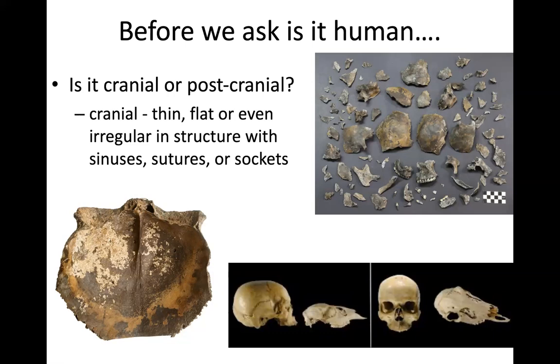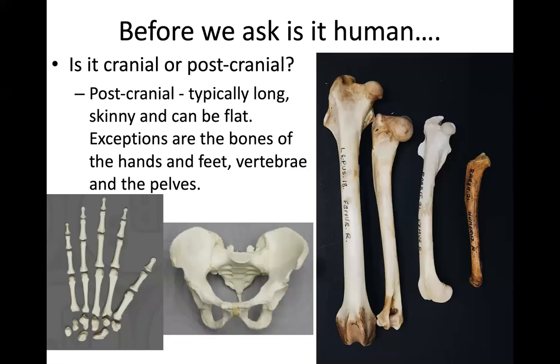And the reason we ask this before we ask if it's even human is because we want to be able to identify where it then goes in the human or in the animal. We need to know what part of the body we're looking at. So then the obvious next question is, if it's not cranial, it's probably postcranial, meaning everything below. And this includes a lot of long bones, a lot of skinny bones that can be somewhat flat. There are exceptions to that general rule, okay?